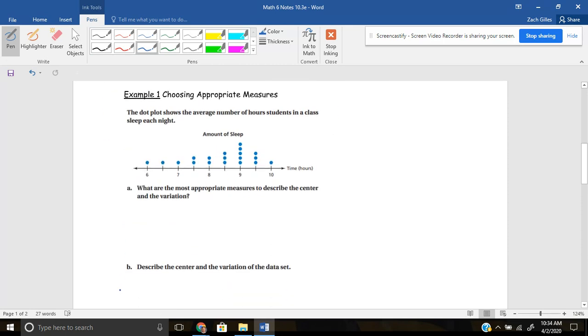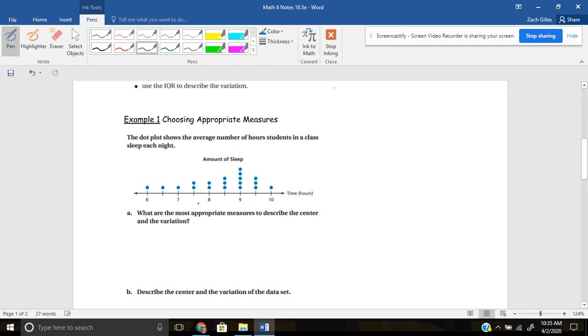All right, so let's try one of those examples. It says the dot plot below shows the average number of hours students in class sleep each night. So we've got one person who sleeps 6 hours, another 6.5, another 7, and you can see that each dot represents one student and how much they sleep in a night, okay, the average. So the first thing we want to think about are what are the appropriate measures that we want to use to describe the center and the variation.